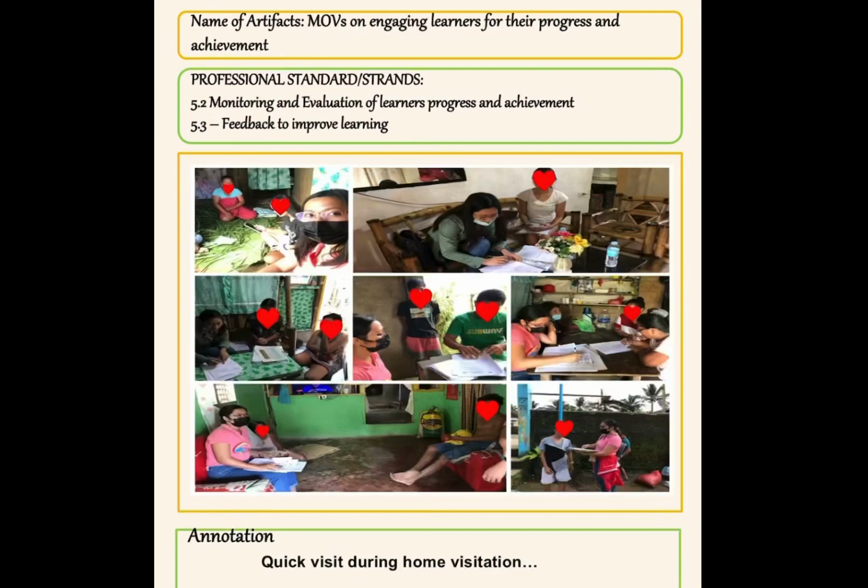Okay, the next artifact is the MOVs on engaging learners for their progress and achievement. Okay, as a teacher, how did you engage yourself to your learners to assess their progress and achievement? So its professional standard or strand is monitoring and evaluation of learners' progress and achievement. And 5.3, feedback to improve learning.